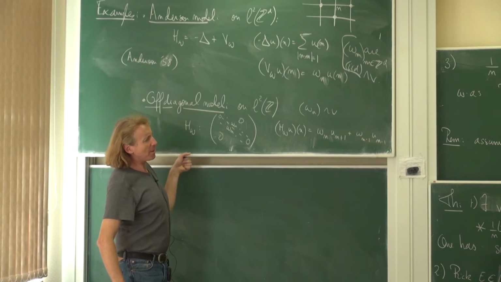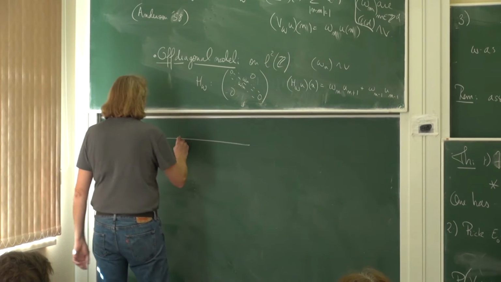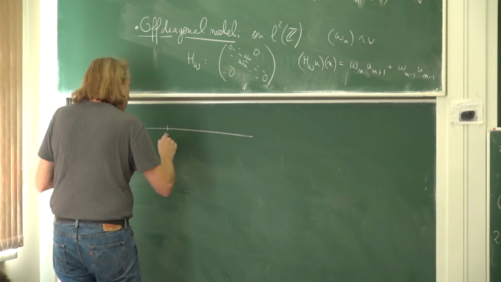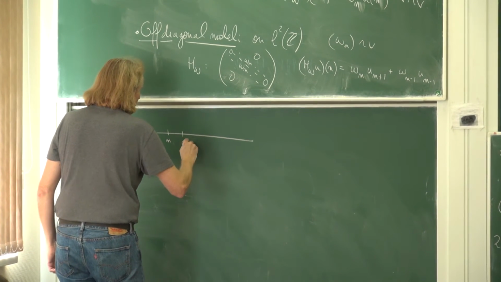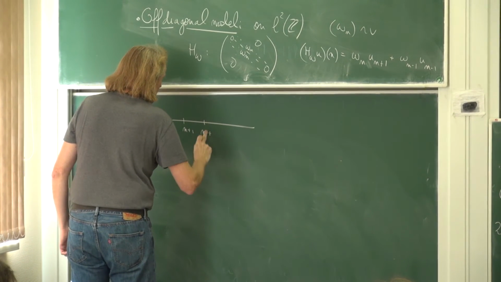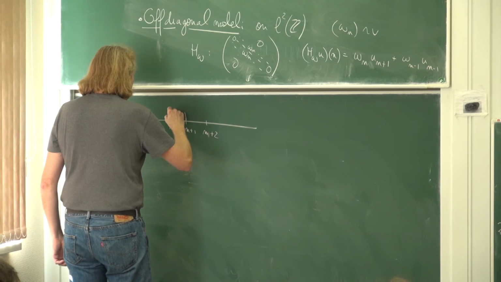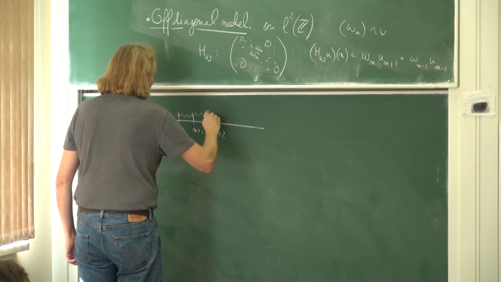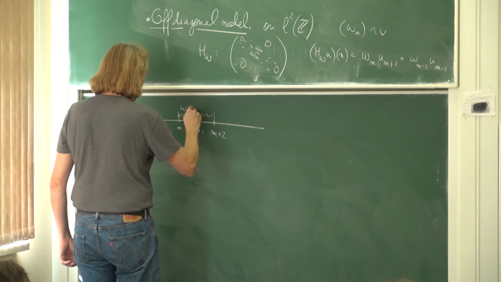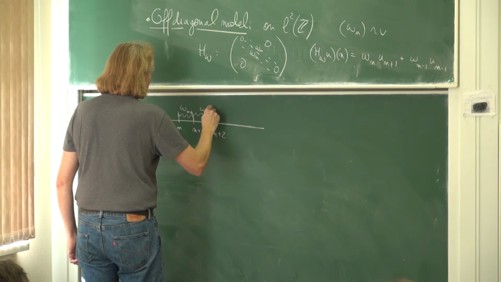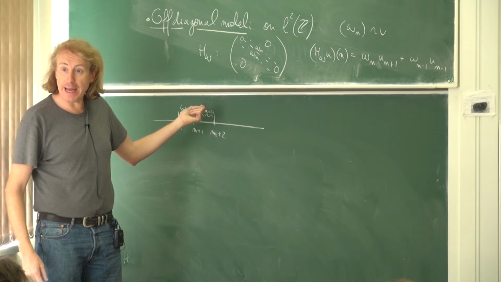And what does this model? This model is the following thing. You can think of this as a model of particles, or a model of a medium. So going from n plus 1, n plus 2, oops, n plus 2. And here you have springs. And the springs are given, so this is omega n plus 1, omega n plus 2, and so on. Right? The spring strengths are given by these omega n's.